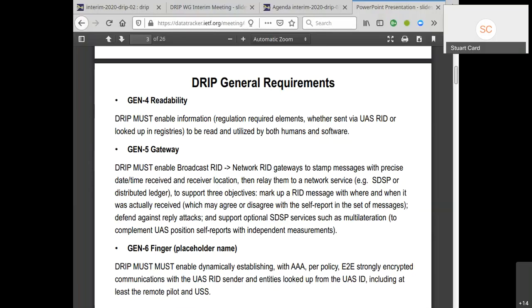Gateway, this is an idea that Bob has been working on, the idea of crowdsourced remote ID. I don't explicitly reference crowdsourced remote ID as such in the requirements, because that's a solution approach. But I do say that we need to be able to get back and forth between broadcast remote ID and network remote ID. Actually, not back and forth, just forth, because you would pipe broadcast into network. It wouldn't make any sense to pipe network into broadcast.